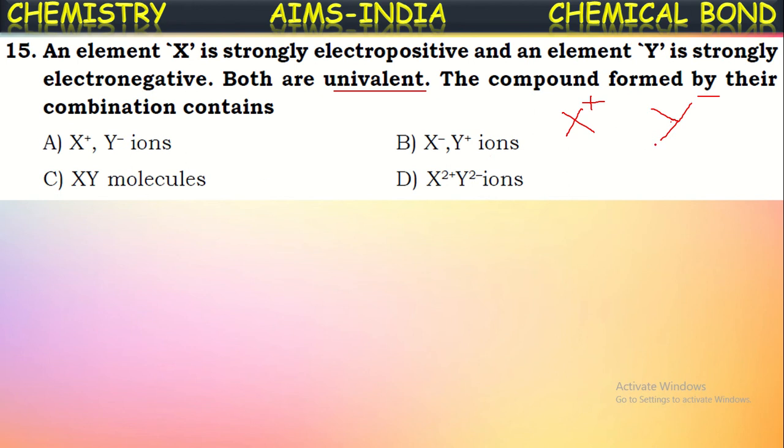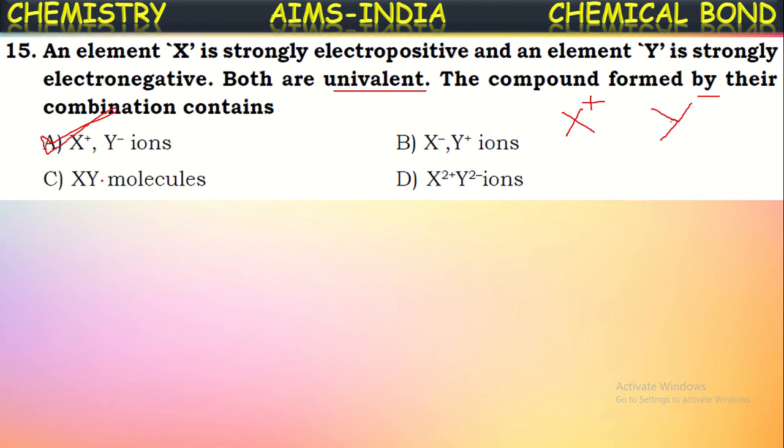Okay, because we cannot say here XY molecules, because in ionic compounds there is no existence of a single molecule. There will be a crystal of ionic substance which contains oppositely charged ions held together with strong forces. So that contains oppositely charged ions of X plus and Y minus. So this will be the correct answer.